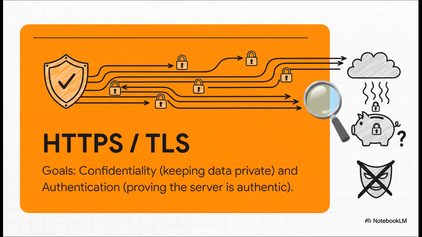Okay, so let's zoom in on HTTPS and TLS for a second. There are two main goals here, and you really need to get this. First, there's confidentiality, which is just keeping your data private. That's the encryption part. But just as important is authentication. This is about proving the server is who it says it is. It's what makes sure you're talking to your actual bank and not some scammer's website that looks just like it. So it's not just about privacy, it's also about trust.